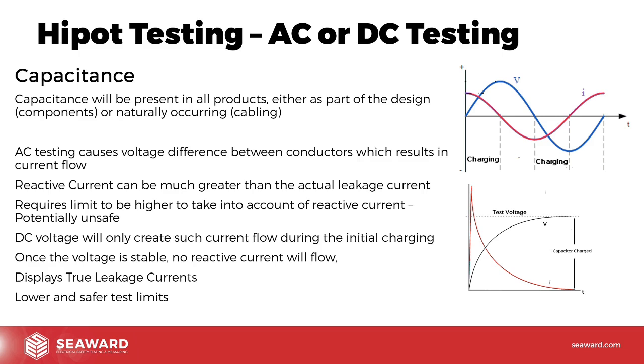So for an AC test, reactive current will always be there. It's going to be a part of the final result value. However, if we look at DC testing, it's slightly different. DC testing will only show any reactive current flow during the initial charging or ramping phase. Once the product is fully charged, essentially the voltage stabilizes and there's no reactive current flow. So a DC test, once it's fully charged and testing correctly, will display the true leakage currents. What that really means is if we have capacitive products, a DC test can actually allow you to apply much lower and safer test limits than that of the AC test.